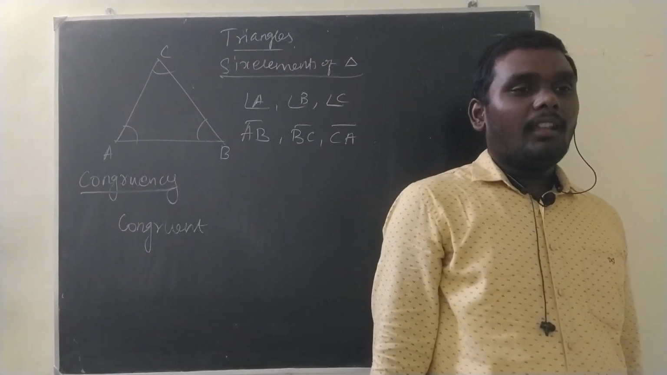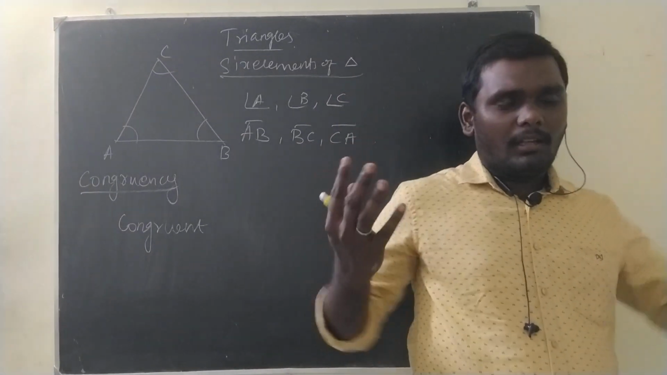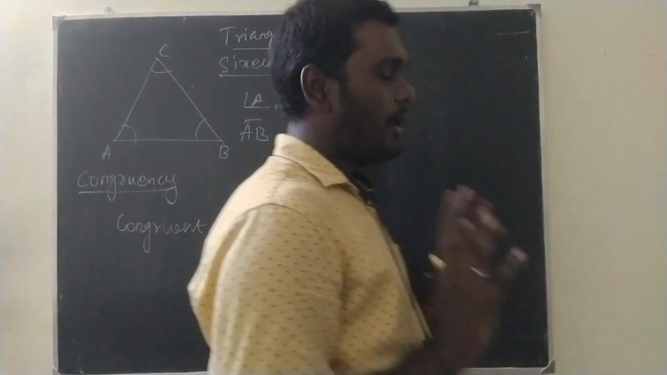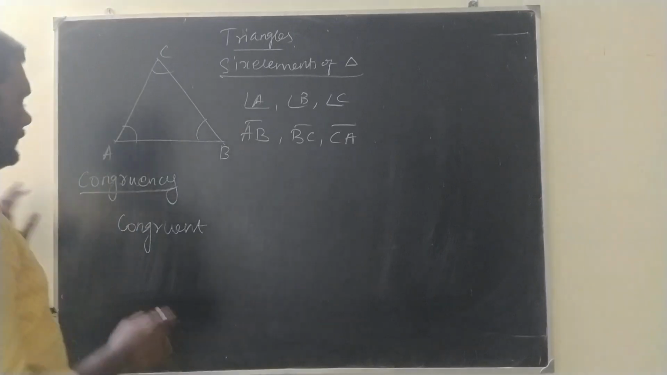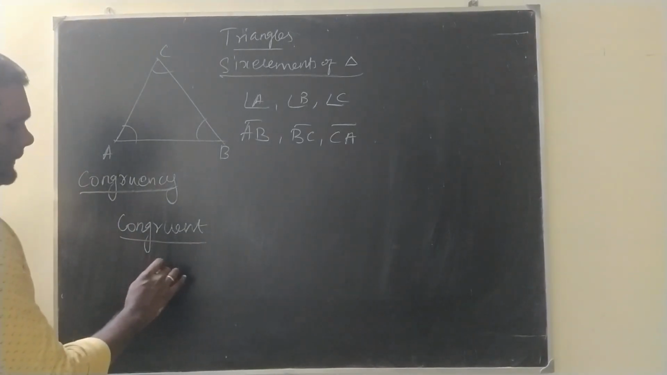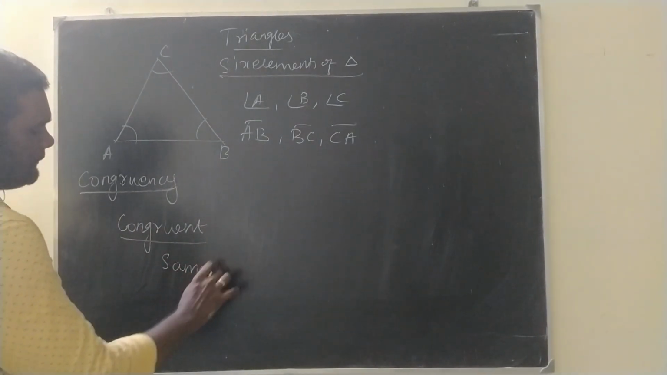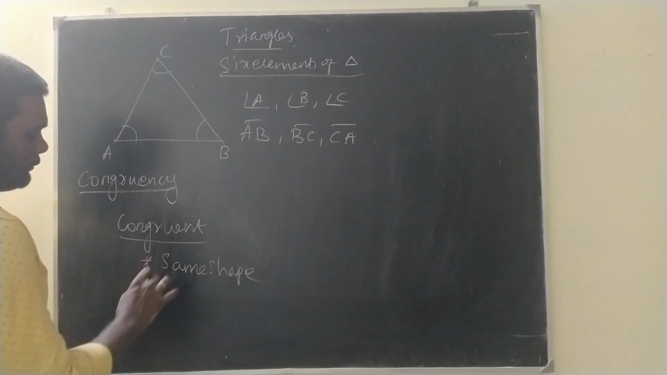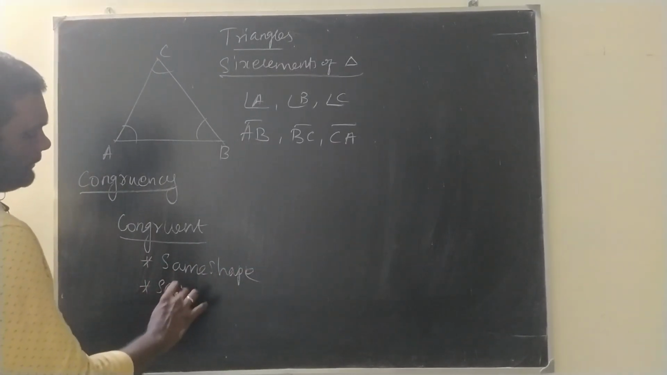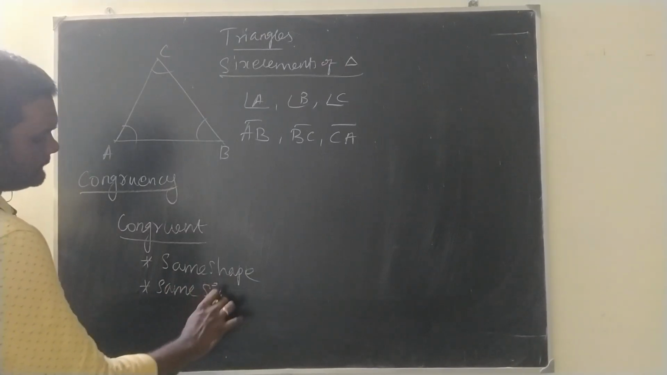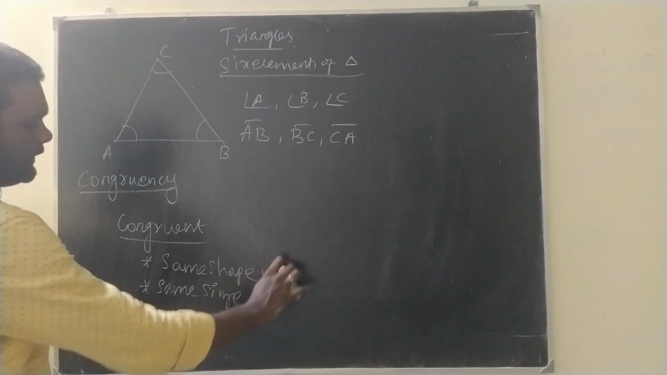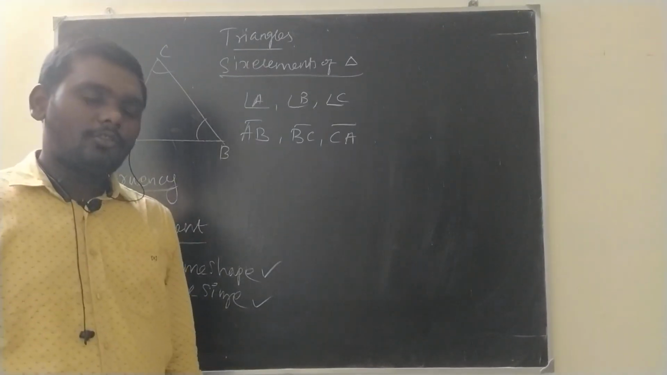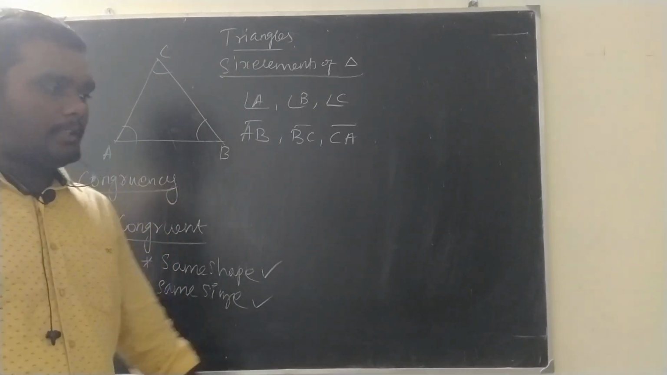So when can we say two geometrical shapes are congruent? In general, two geometrical shapes should be in the same shape and should be in the same size. When these two conditions are satisfied, we can say those two geometrical figures are congruent.